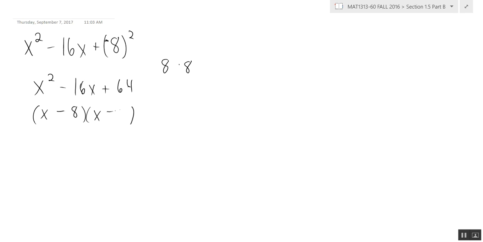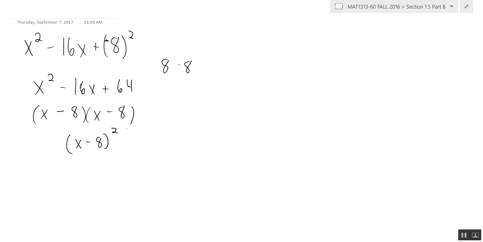Negative 8, right? So you can see that by me doing this method, I have changed this quadratic into something that would be a perfect square, or something times itself. Another way to write x minus 8 times x minus 8 is x minus 8 squared. Okay? So, like I said, that was just part of a problem.